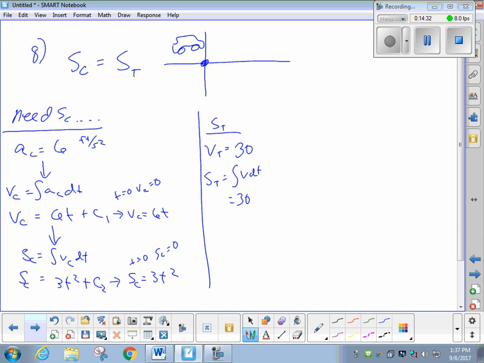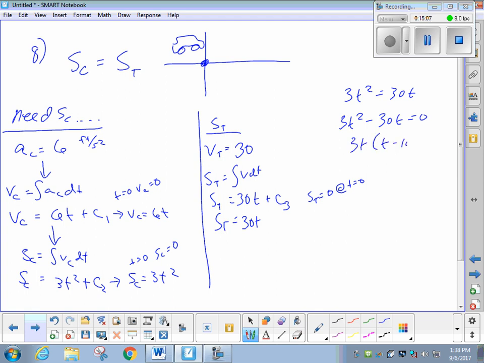Okay, so the truck gives you a little different starting point. They give you the velocity of the truck, so you could integrate the velocity and get that the position is 30t plus some third constant, I guess. But again, the truck is right at the intersection at time 0, so it also goes 0. So the truck position is 30t. So if I set these two equal to each other, 3t squared equals 30t. 3t squared minus 30t therefore equals 0. 3t times (t minus 10) equals 0.